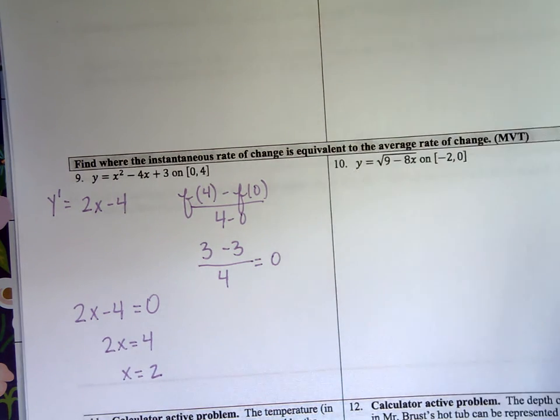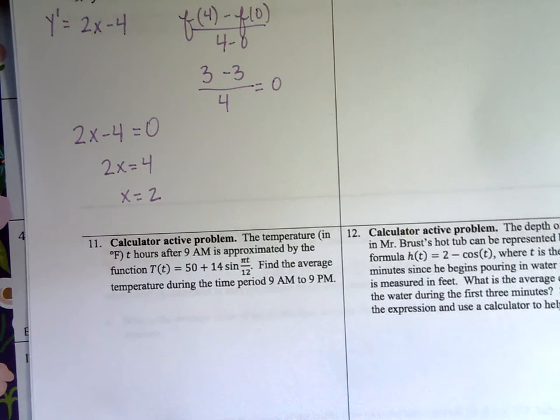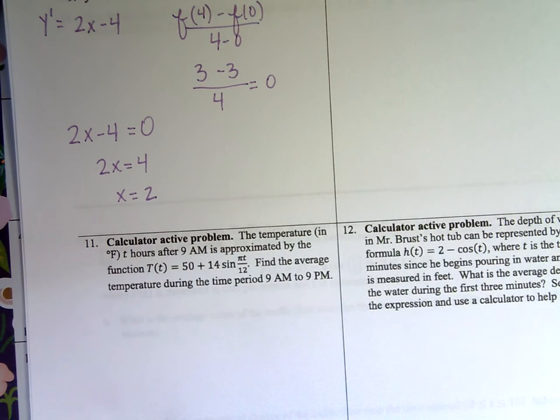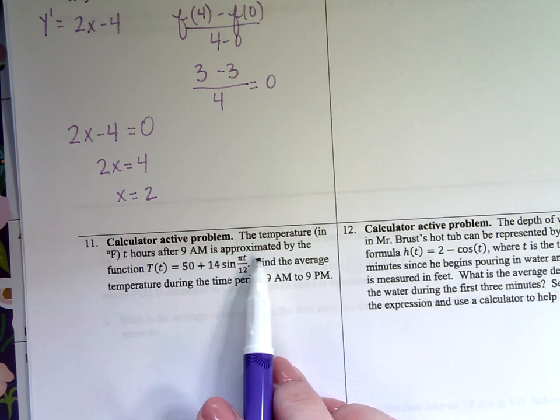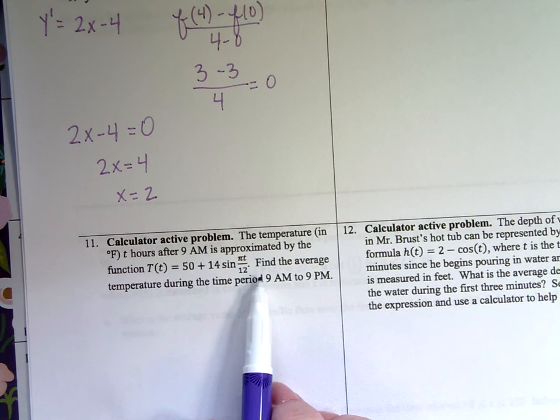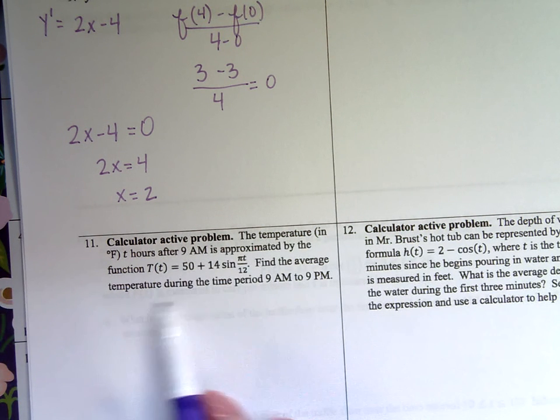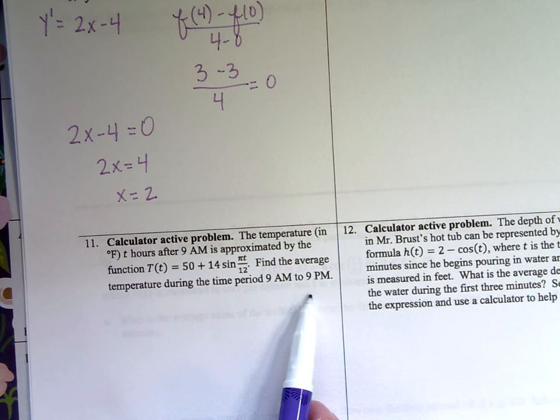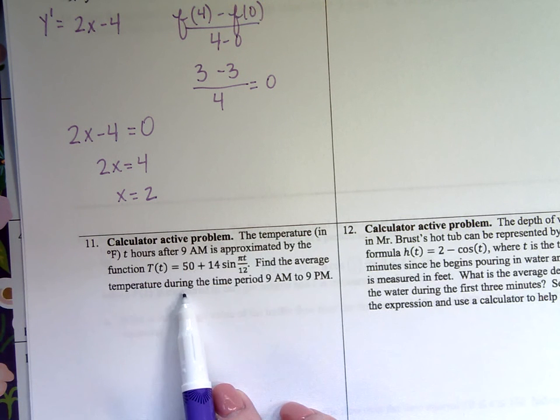The next one I picked is number 11. This is a calculator problem. The temperature in degrees Fahrenheit, t hours after 9 a.m., is approximated by this function. Find the average temperature during the time period from 9 a.m. to 9 p.m. Well, the average temperature is like the average y value idea that we started out with. And so I'm doing this average rate of change.